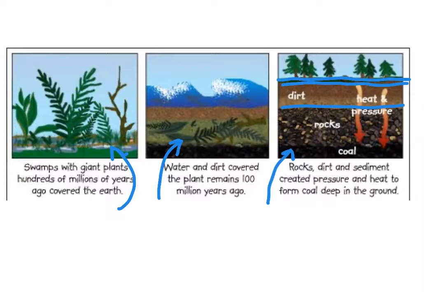more and more rocks and sediments and dirt continued to pile up over top of them, and that heat and pressure compressed the plant remains together, and that's what creates coal. So again, you have sediments and remnants of living organisms, bioclastic rocks.